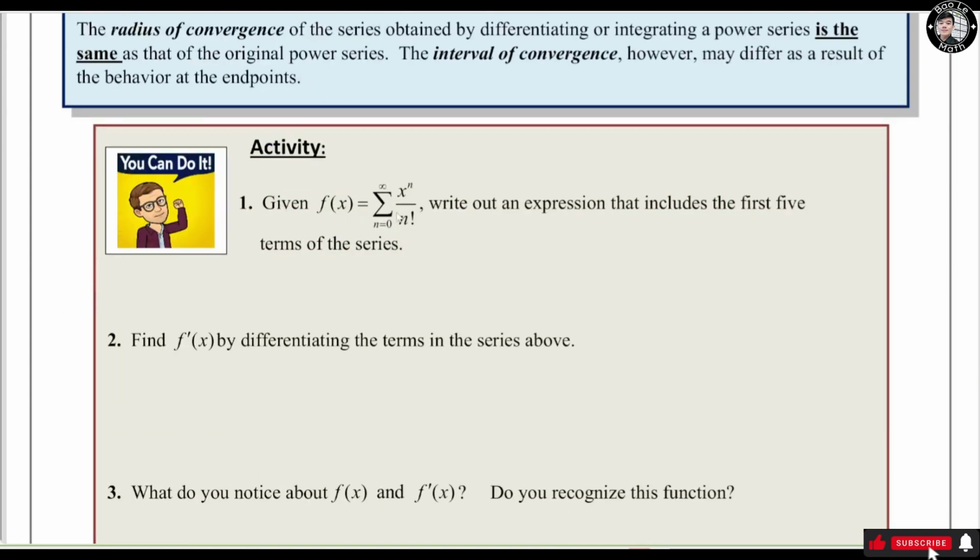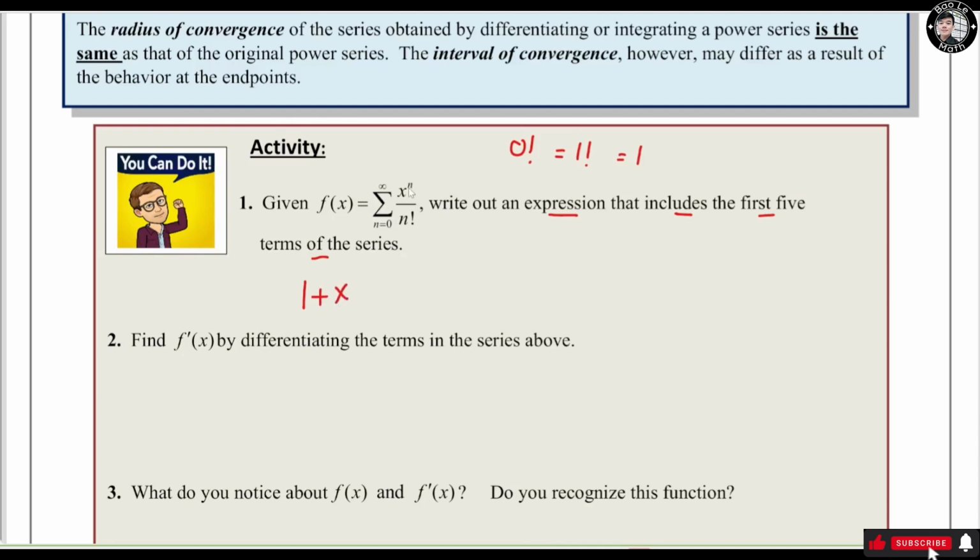Question 1. Given the series right here, write out an expression that includes the first 5 terms of the series. Now substitute 0 for n. So it's s to the power of 0, which is 1, over 0 factorial, which is 1. Remember, 0 factorial equals 1 factorial and equals 1. So 1 divided by 1 is going to be 1. n equals 1 is going to be s to the power of 1 over 1 factorial, which is still 1, so you have s left.